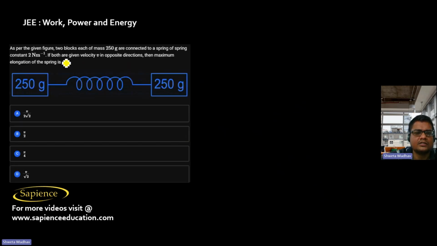So here it is told, as per the given figure, two blocks each of mass 250 gram are connected to a spring of spring constant K is 2 Newton per meter. If both are given velocity v in opposite directions, then maximum elongation.